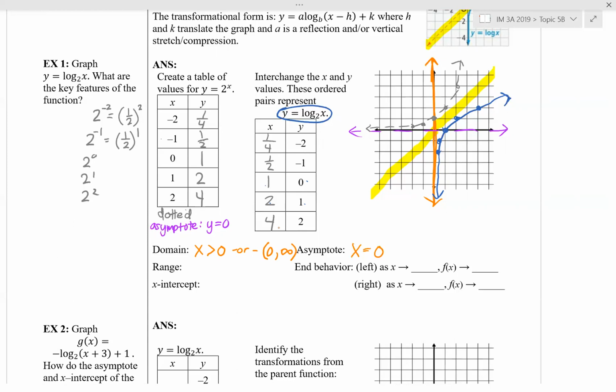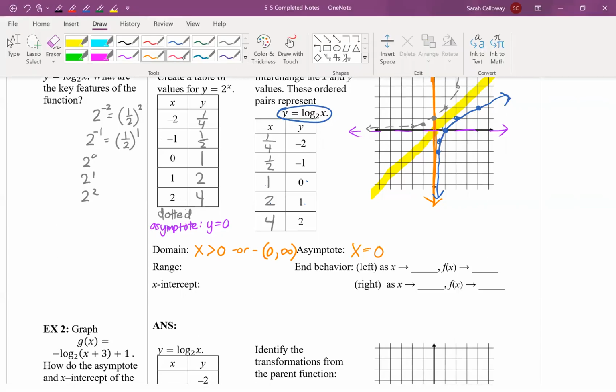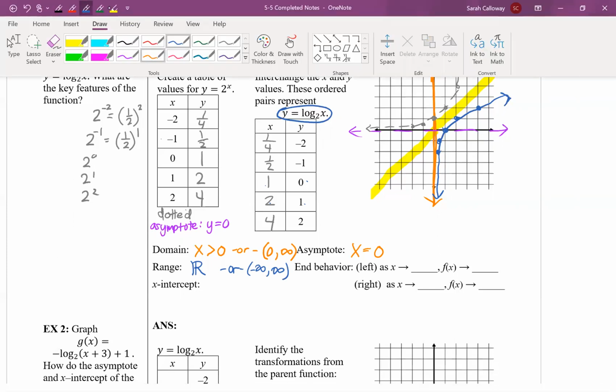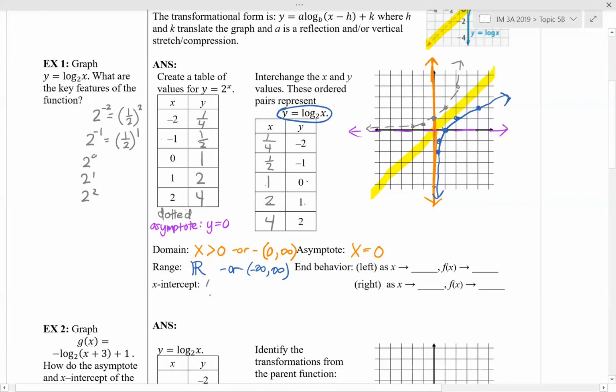If I think about the range of this graph, so if I look at the values from bottom to top, this is increasing at a slower rate at the top, but it is increasing forever. So that means that the range is actually all real numbers. Remember that the interval way to write that is from -infinity to +infinity. If we look at the graph, it is crossing the x-axis at 1. So the x-intercept is at the point 1, 0.